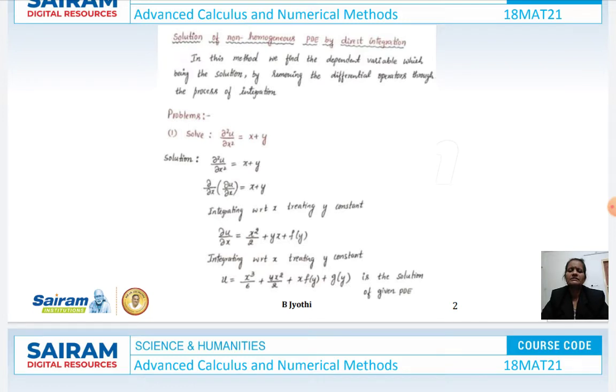Solution: consider ∂²u/∂x² = x + y, which can also be written as ∂/∂x (∂u/∂x) = x + y. Integrating with respect to x, treating y as a constant, we get ∂u/∂x = x²/2 + yx + a function of y as a constant. Again, integrating with respect to x, treating y as a constant, we get u = x³/6 + yx²/2 + x f(y) + g(y), which is the solution of the given PDE.